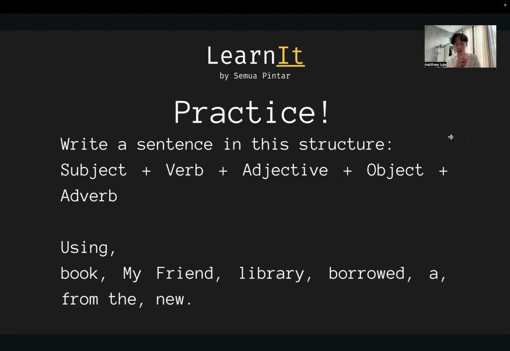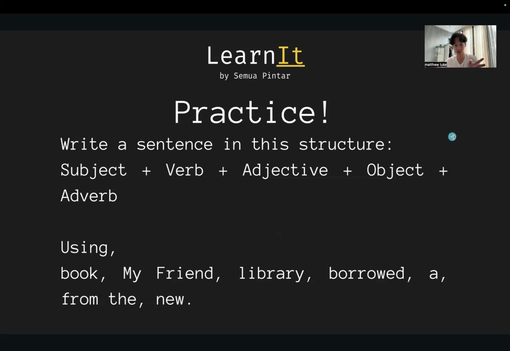So write a sentence in this structure using the following words. You write a sentence in the structure of a subject, verb, adjective, object, and adverb using book, my friend, library, borrowed, from the, and new. Okay, I'm going to give you some time for a bit. Okay, do you have it in your head?